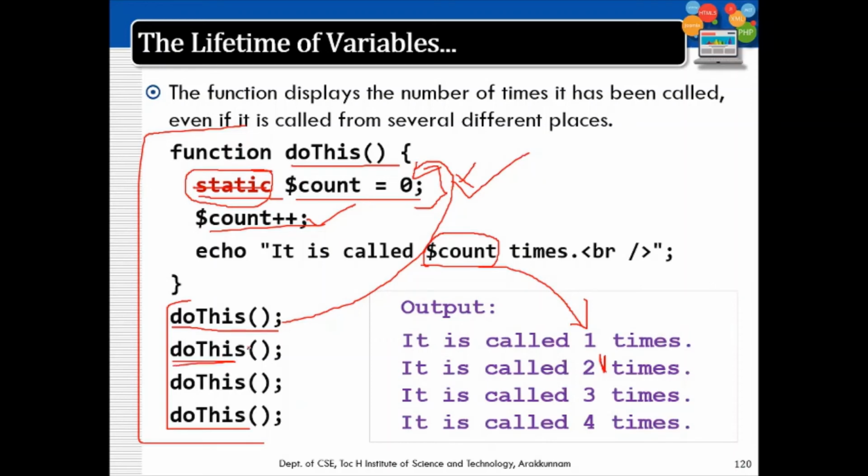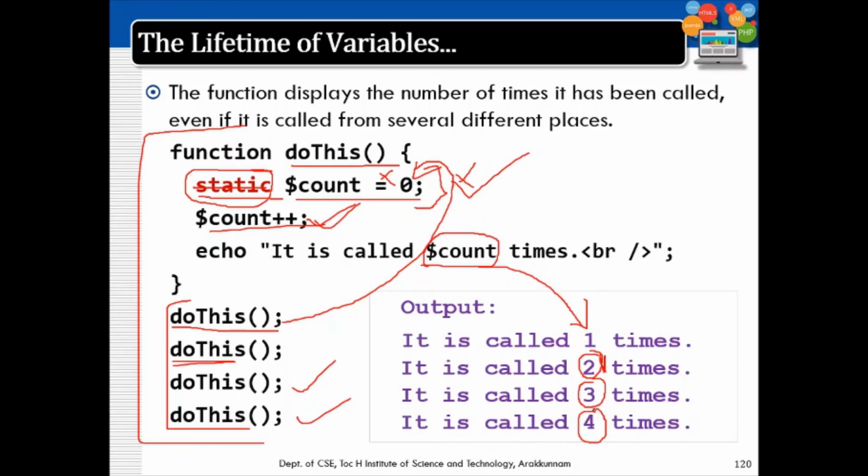So the second function call will not execute this statement. It will directly increment the value. That is why the output is 2 here. Again, a third call will increment the value. Now the value is 3. And the fourth call will again increment the value, and now the value is 4. This is how you use a static variable and its lifetime.